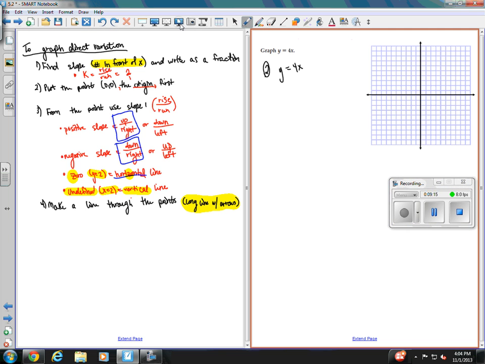So if we pull back up our steps, step 1 says find the slope. So it says slope is the number in front of x. Our number in front of x here is 4. Then it says to write it as a fraction. So if it's an integer 4, I say 4 over 1. Then it says we need to begin at the origin. So I'm going to put 0, 0. Now we have all of our information, so we'll start graphing.